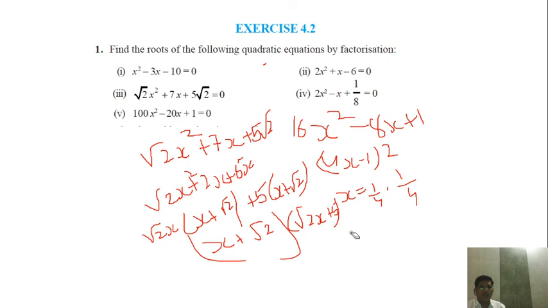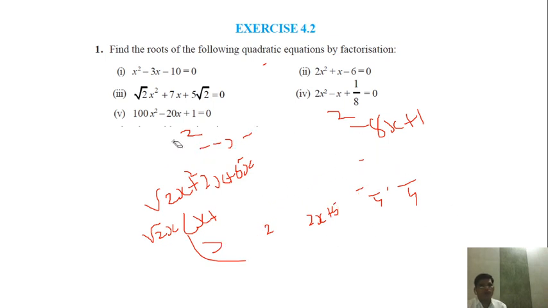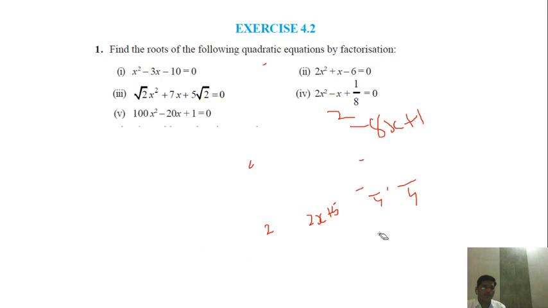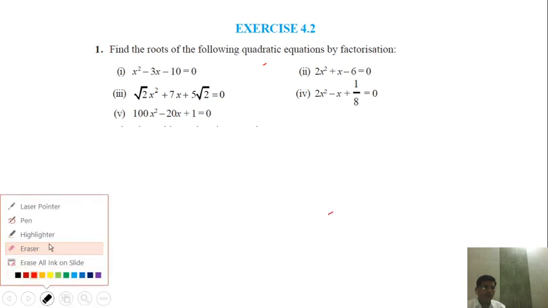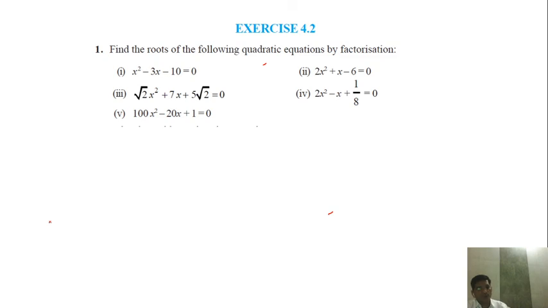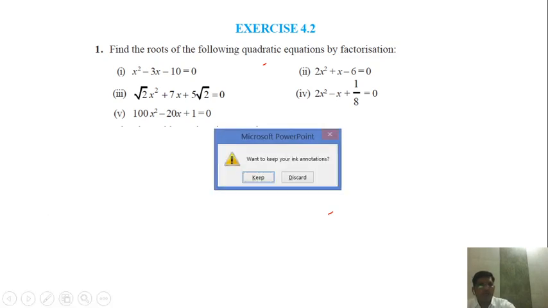There are some more and more sums, so you can practice on the net. There are more sums available for practice. More and more sites are available on the net for doing these sums, but you have to complete everything in your fair book. So exercise 4.2 question number 1 we have completed. You try to complete it yourself.